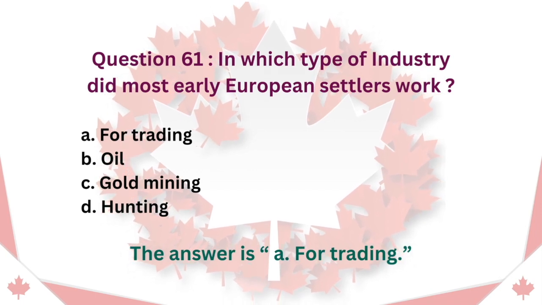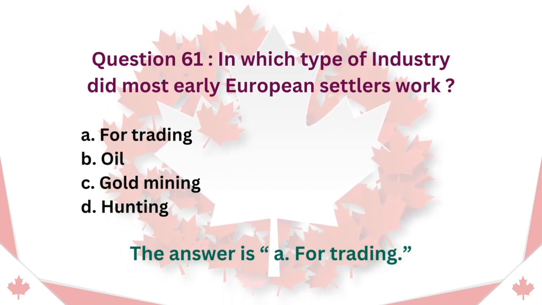Question 61. In which type of industry did most early European settlers work? A. Trading. B. Oil. C. Gold mining. D. Hunting. The answer is A. Trading.